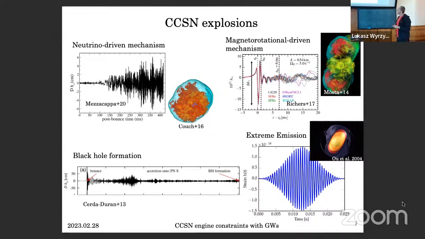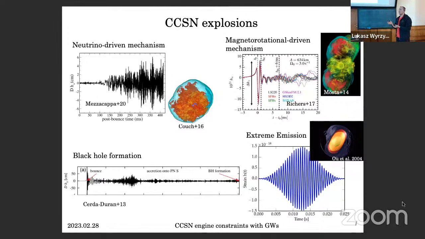So neutrino-driven is, we believe, 99% of explosions, and this magneto-rotationally driven one is maybe like 1-2% of the supernovae that we expect. So the neutrino-driven one is what we realistically focus on.